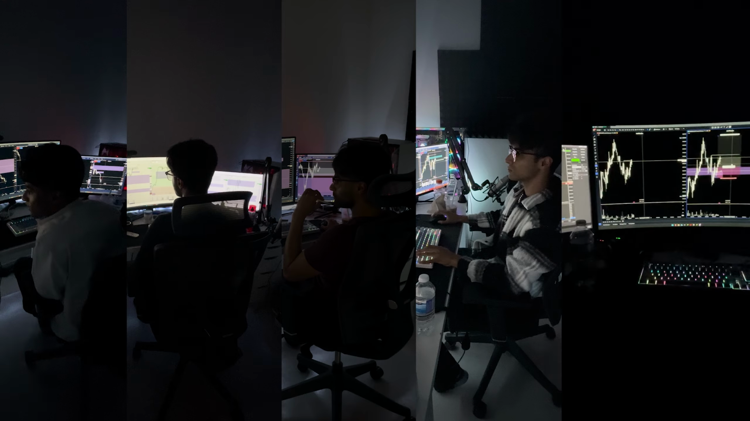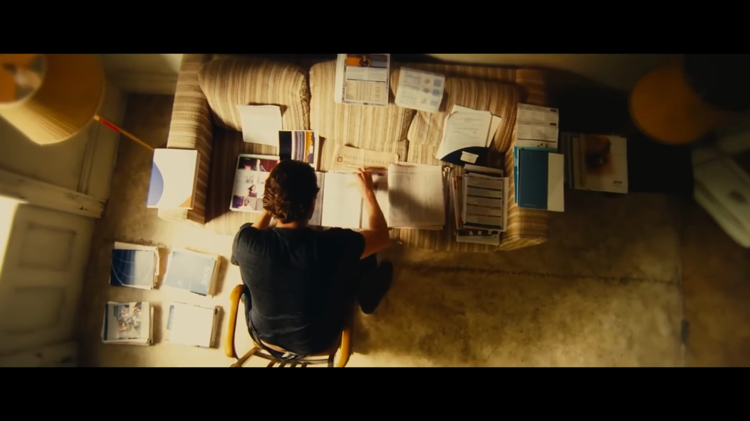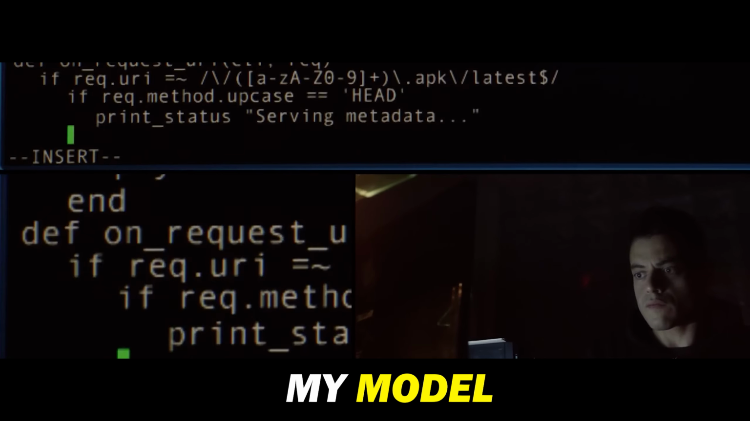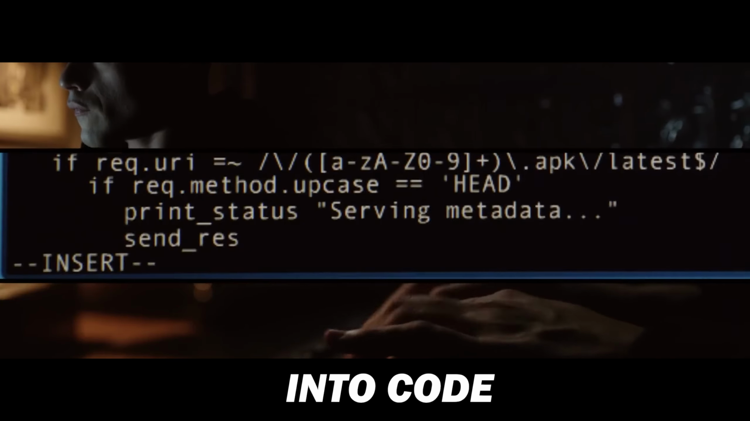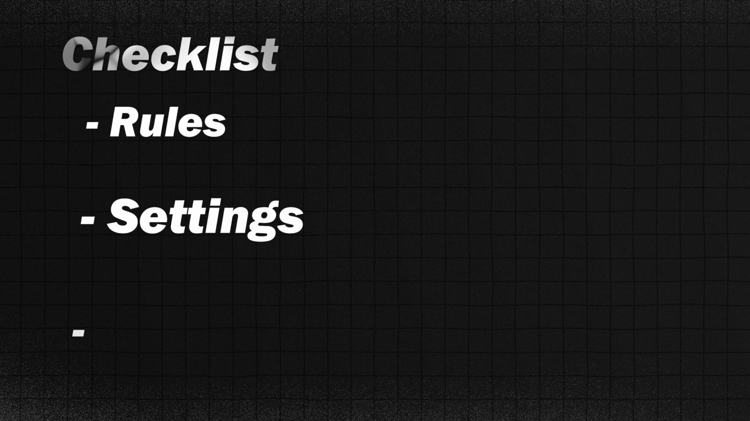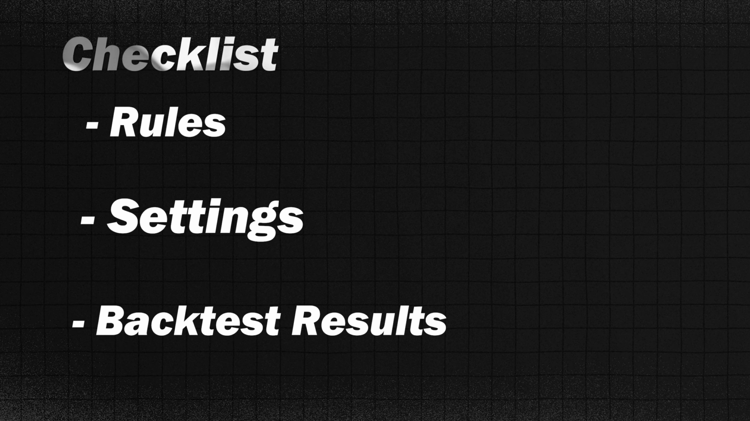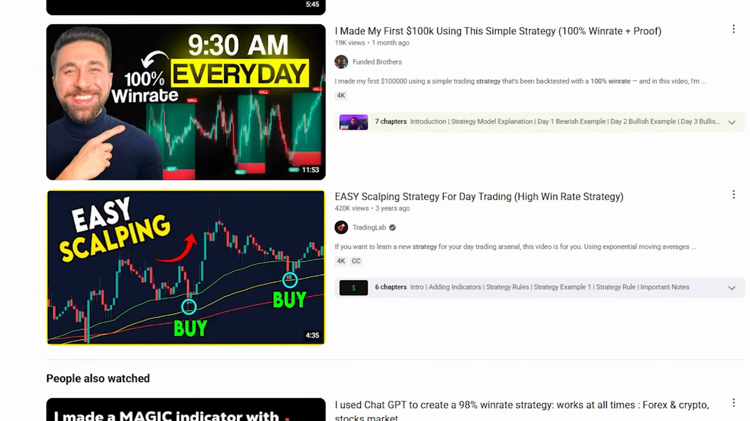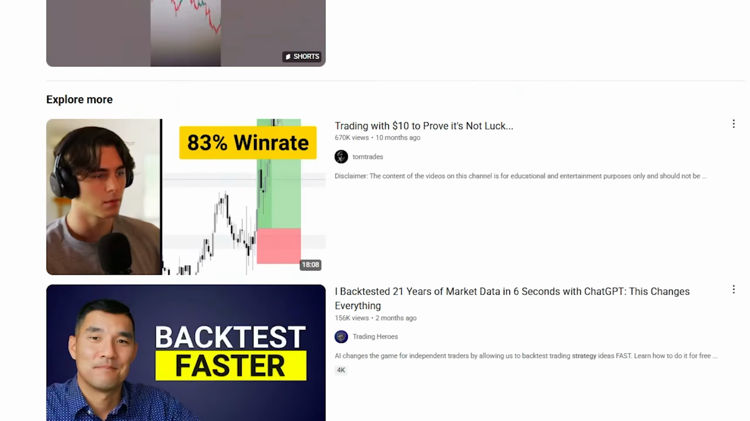For the last month and a half, I've been locked in, obsessed, building this thing from the ground up. I didn't hand it off to some mediocre dev that's gonna half-ass it. No, this is my work, my model, my brain into code. We're gonna dive into the rules, the settings, and yes, I'm gonna show you the backtest results of this indicator and model. Not cherry-picked wins, not some fantasy 100% bullshit claims. This is real data, because unlike every other guru that's selling you a dream, I'm showing you reality.